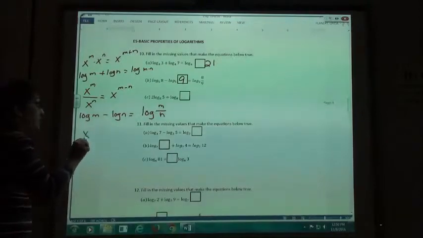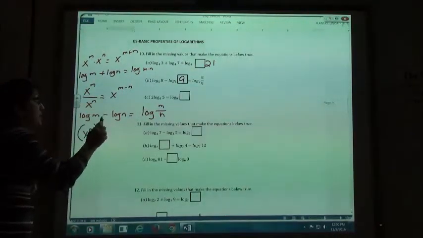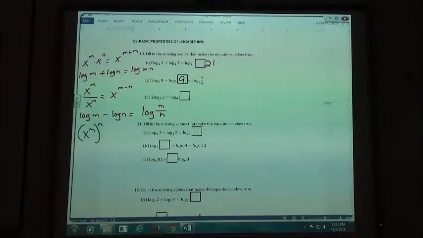My last rule. If I have x to the m raised to the nth power, what do I do with my exponents?